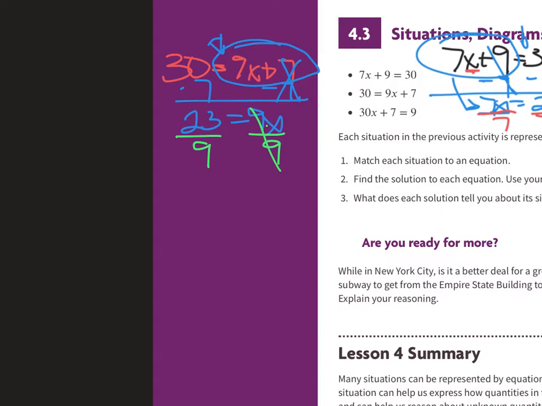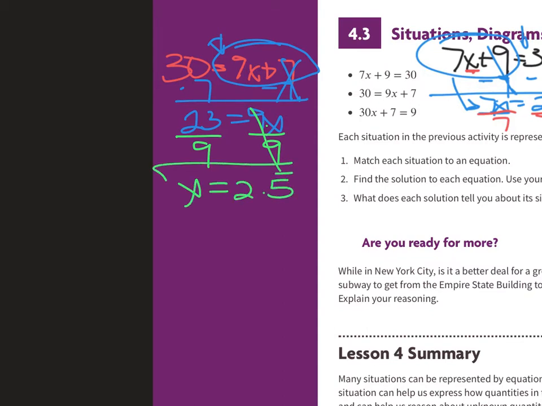Using my calculator once again, I'm going to go 23 divided by 9, and I get 2.55555. So we'll go x equals 2.5 repeated.